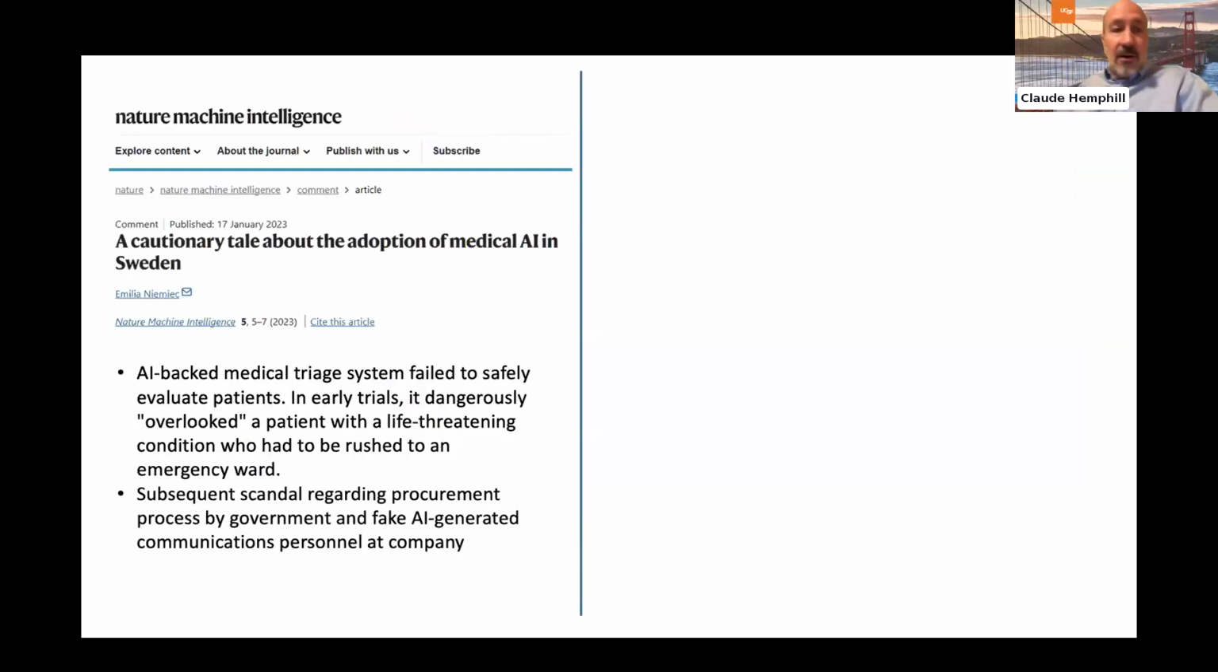And then a little bit of this cautionary tale, potentially, of where we are. So in Sweden, there was adoption of a medical AI triage system. And there was a lot of pushback after it dangerously overlooked a patient with a life-threatening condition who had to be rushed to an emergency ward. And when they peeled back the layers, they realized there had been, let's say, irregularities in the process of government procurement. And actually, the company had generated fake AI-generated communications personnel for interaction. So the AI was not as it seemed.